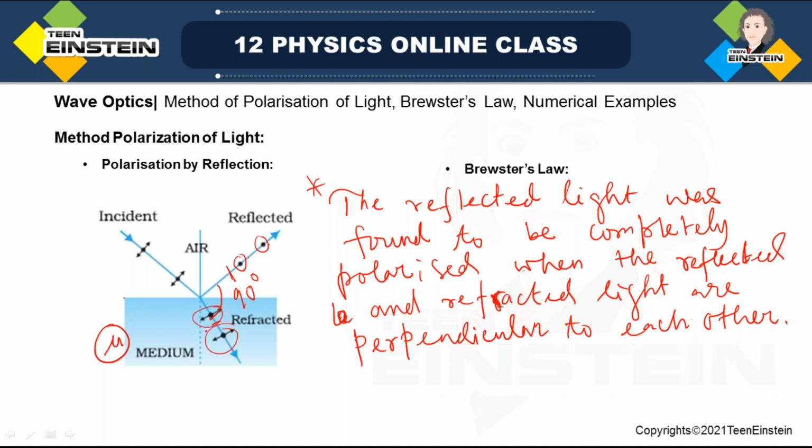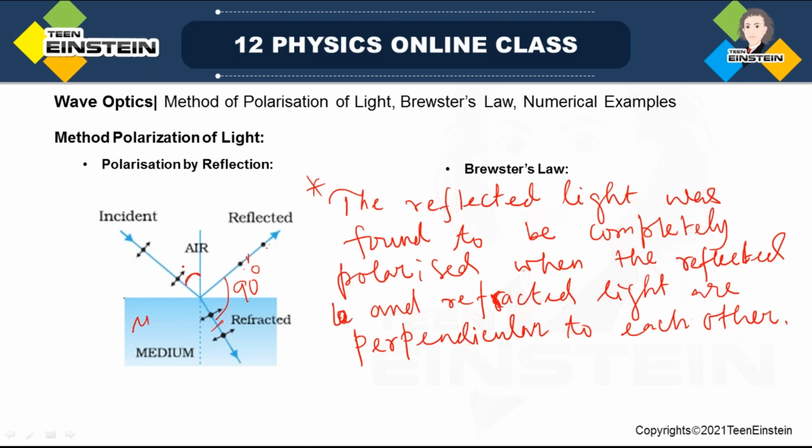Okay, but this does not happen every time. Light cannot be completely polarized unless the angle of incidence is such that the reflected ray and refracted ray make an angle of 90 degrees. This is the condition when the reflected ray will be completely polarized, and this does not happen for any angle of incidence. It depends on the angle of incidence.